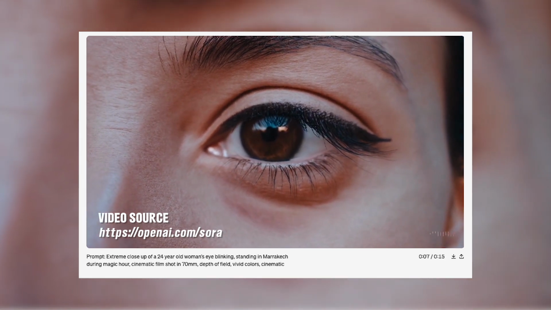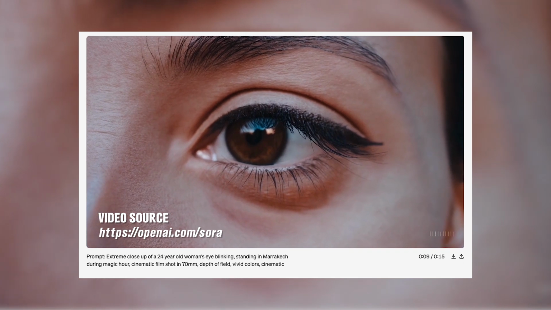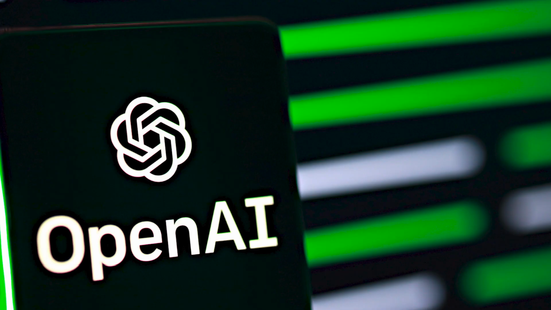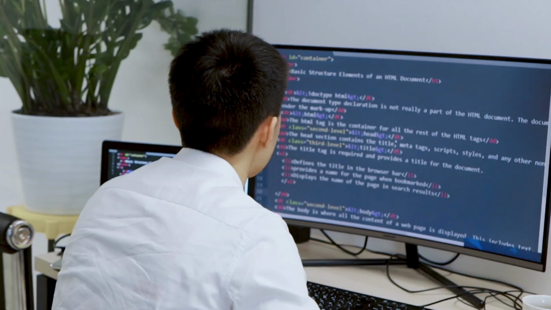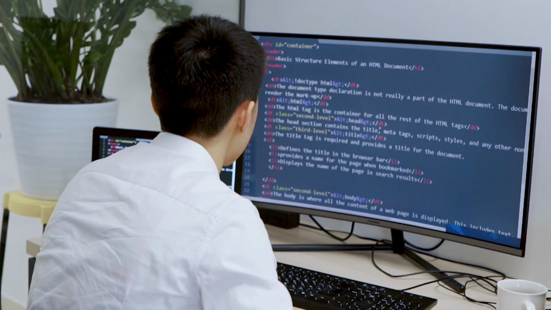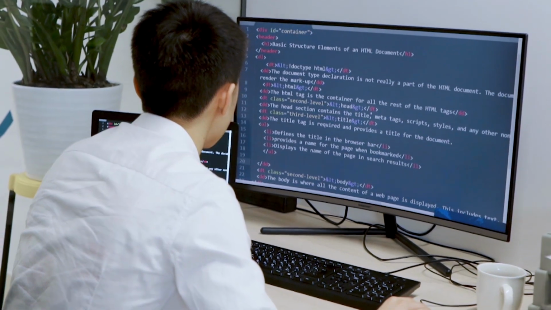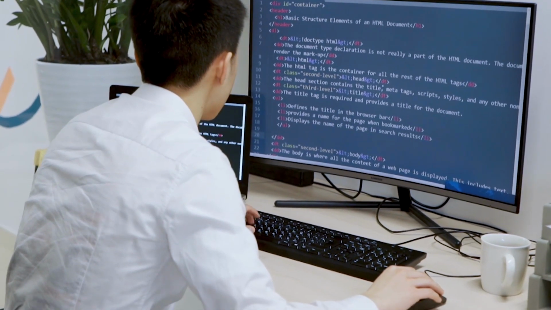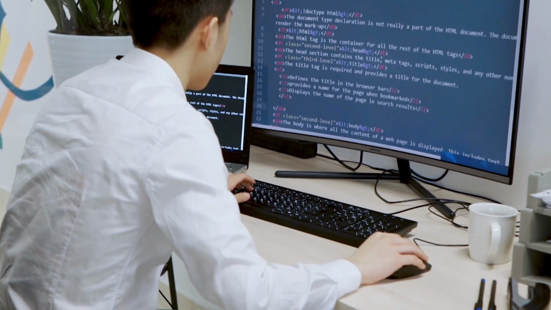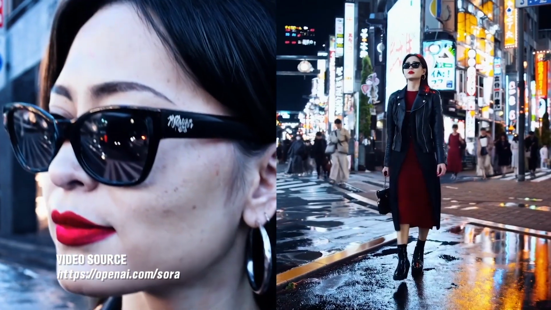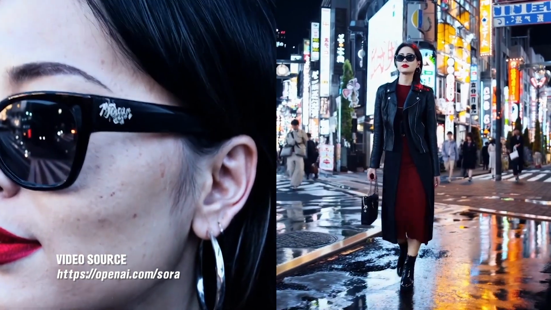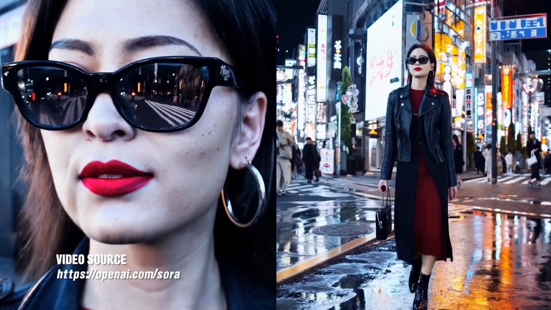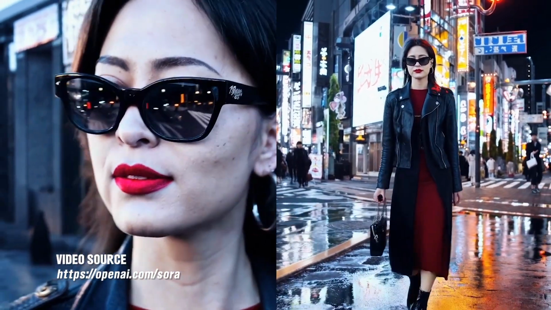Today we're diving into the world of artificial intelligence with a special focus on OpenAI's latest creation, Sora. Let's get started. OpenAI has been at the forefront of AI research and development for years, and their latest project, Sora, is no exception. Sora is an advanced language model built on the GPT-4 architecture, capable of understanding and generating human-like text.